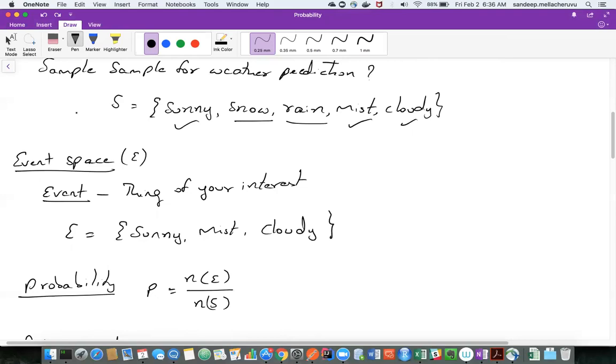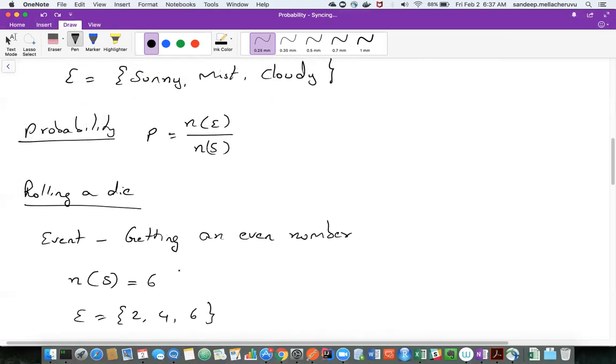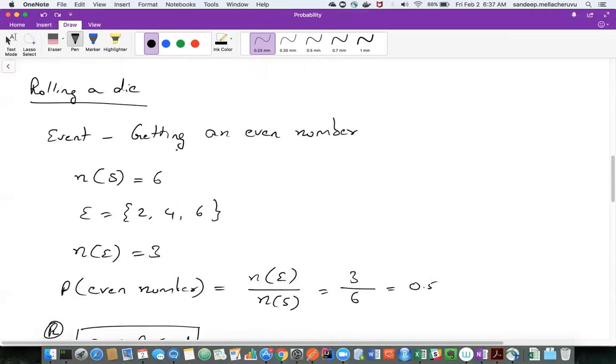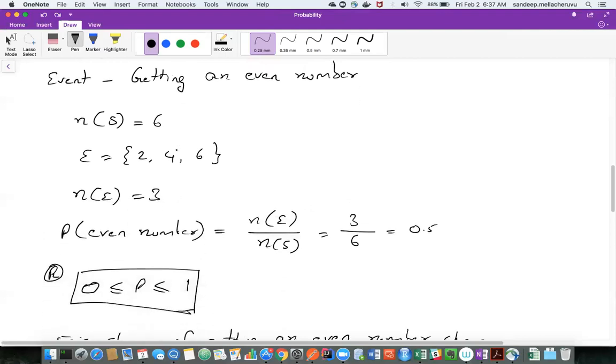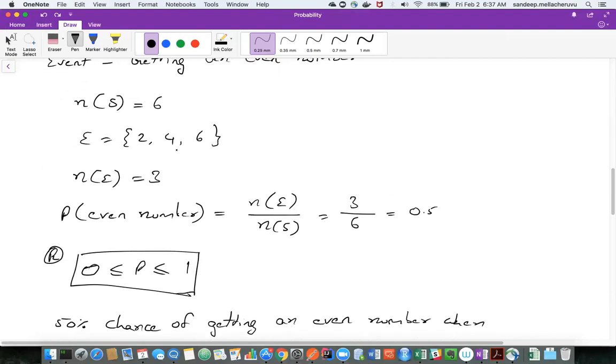That's why I gave this example of sunny, misty, and cloudy. These are the possibilities that you're interested in when you want to conduct a match, a baseball match, or anything. Then I talked about probability being defined as the number of events by the number of sample space. That way you can easily get the probability. And we talked about rolling a dice, how to get the probabilities, all those things.